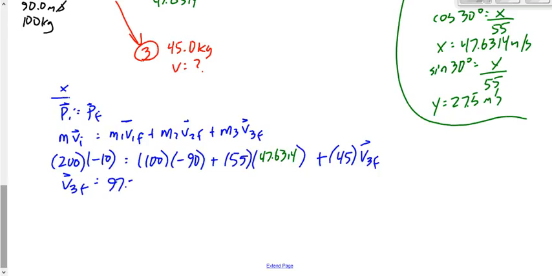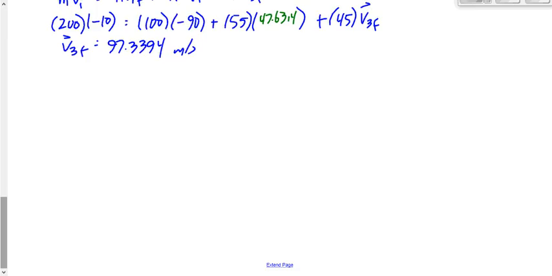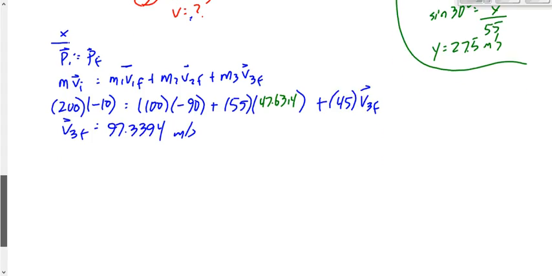V3F works out to be 97.3394. So the X component of this, positive 97.3394. We guessed right. We thought that it would go to the right and down. Sure enough, it goes to the right. Positive 97. And then we deal with the Y component.